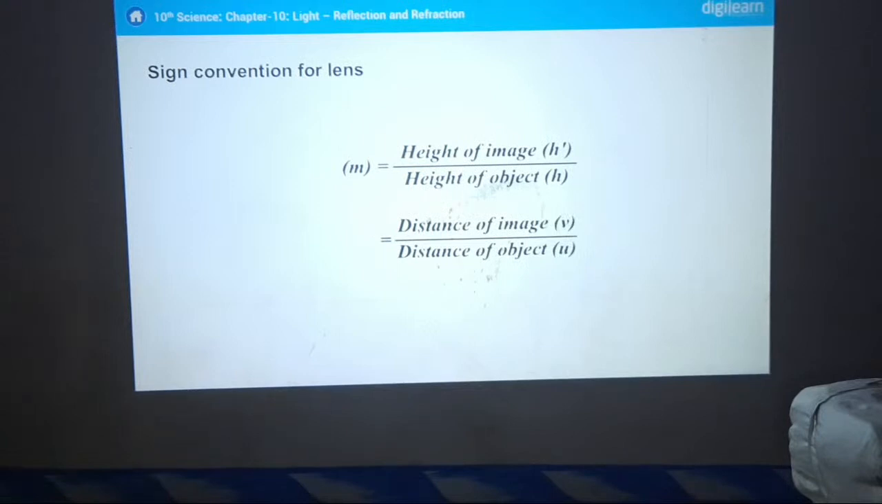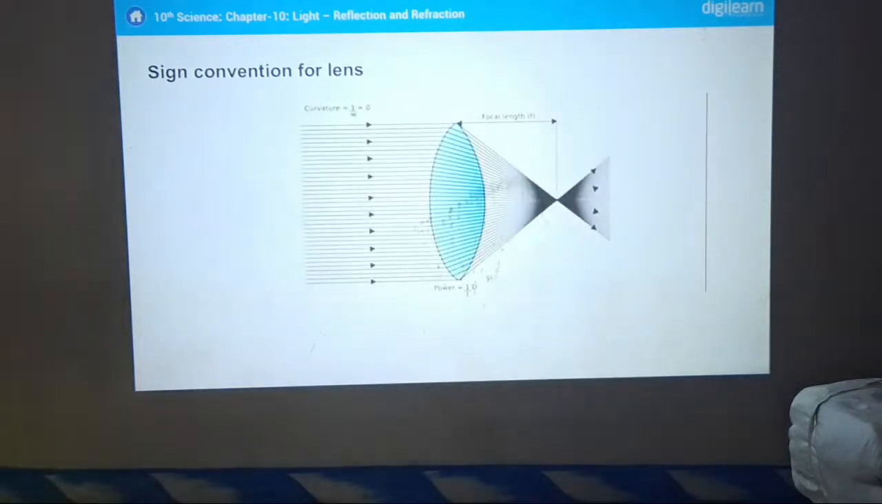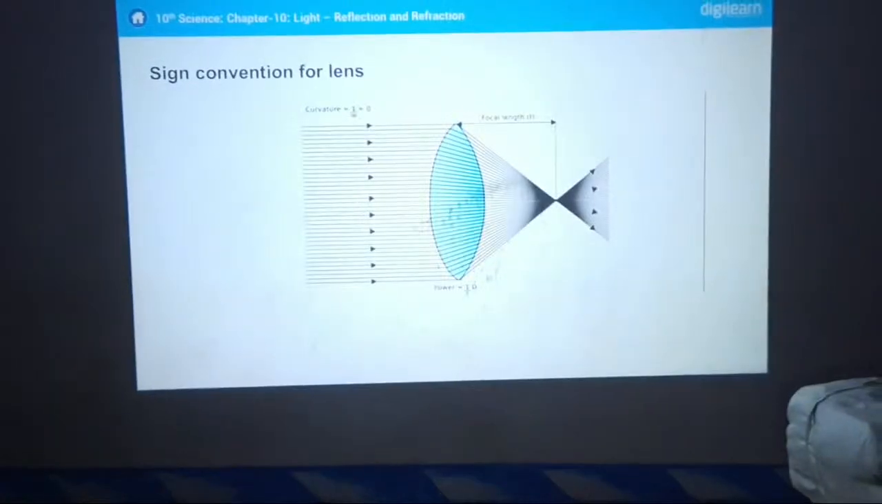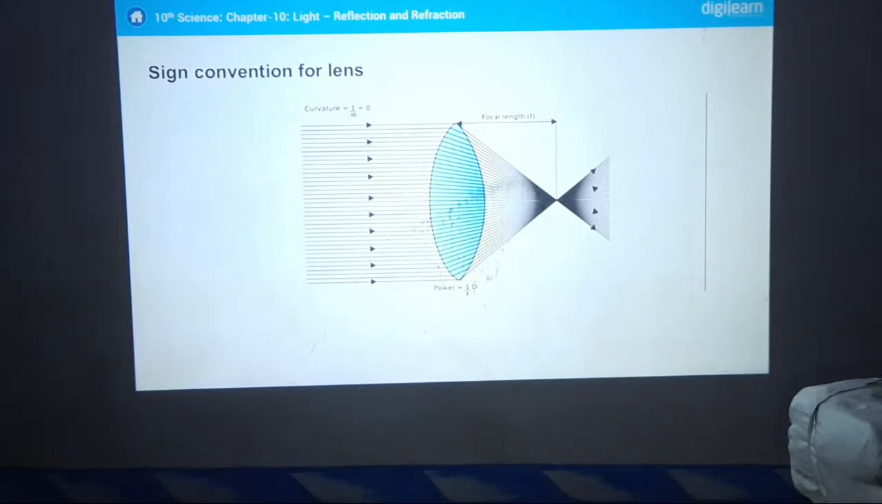The positive sign of magnification shows that the image is erect and virtual, while the negative sign of magnification shows that the image is real and inverted. Power of lens. A convex lens with short focal length converges the light rays with greater degree nearer to the principal focus, and a concave lens with short focal length diverges the light rays with greater degree nearer to the principal focus.